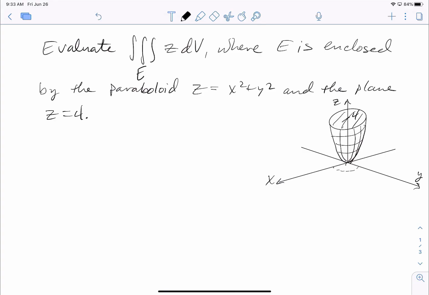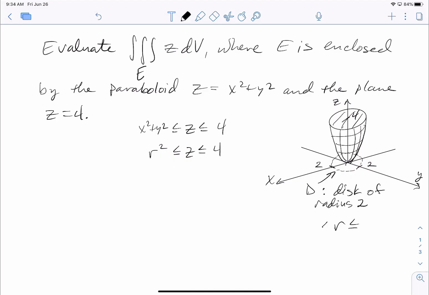For working with triple integrals, it's very useful to consider a region that is a projection in a coordinate plane. In the coordinate plane, the xy plane, we have a circle of radius 2. That's what would indicate to me that I want to use cylindrical coordinates. As far as limits of integration, we know that z will go from x squared plus y squared to 4, which in cylindrical coordinates means z is going to go from r squared to 4. The region D is a disk of radius 2, and for that disk, r is going to go from 0 to 2, and theta is going to go from 0 to 2 pi.